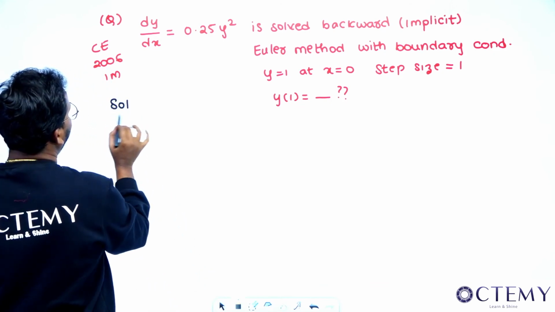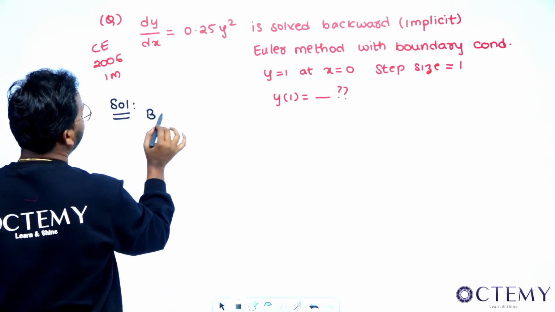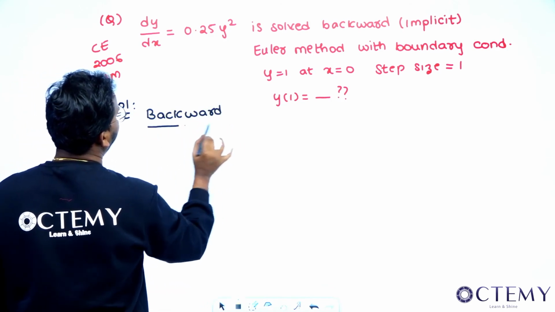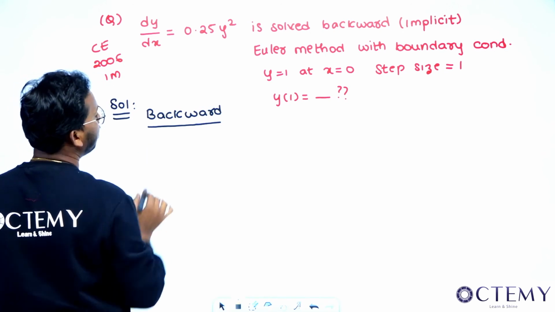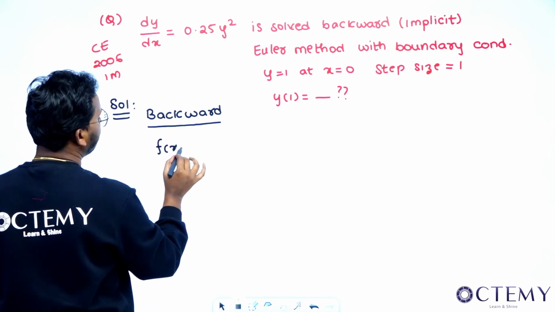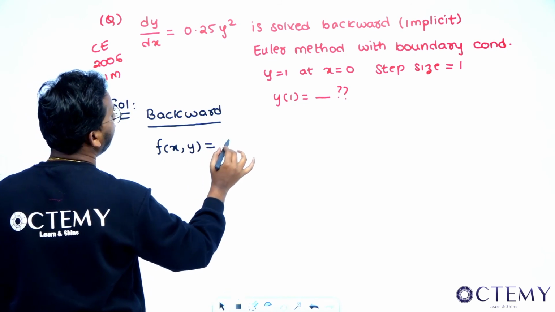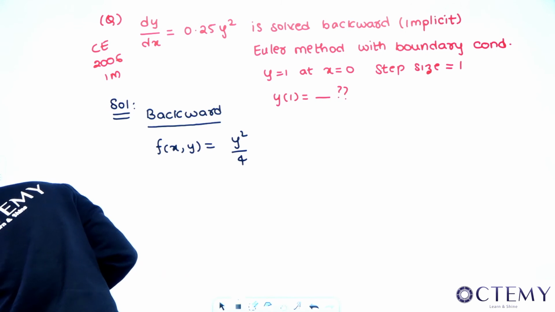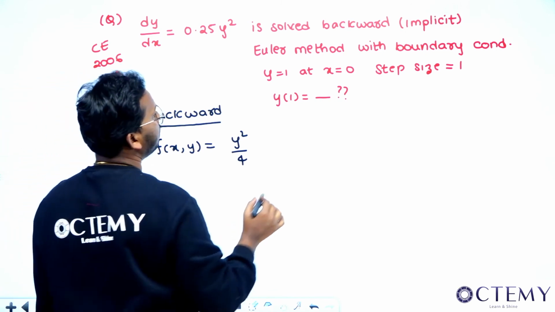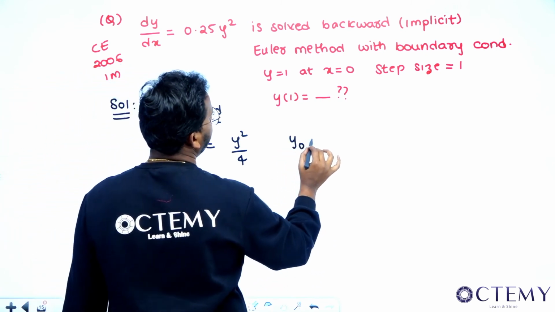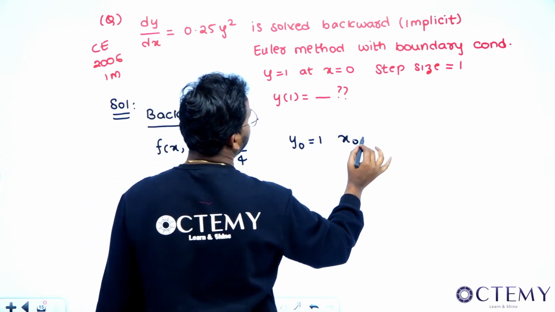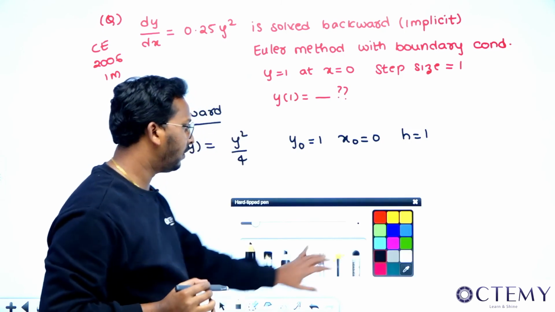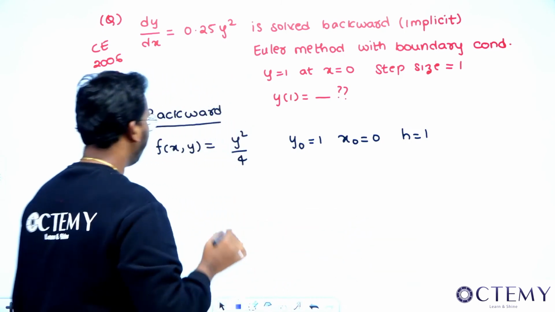Let us do the backward method only. So you should know how to apply backward method. If we apply backward method, what is the information given to us? What is f of x comma y, sir? That is basically y square by 4. And what is the initial condition? y0 is equal to 1, x0 is equal to 0, h is equal to 1. Now you want to find y1. So let us see, sir, how to find y1.